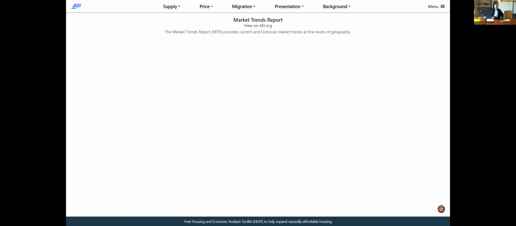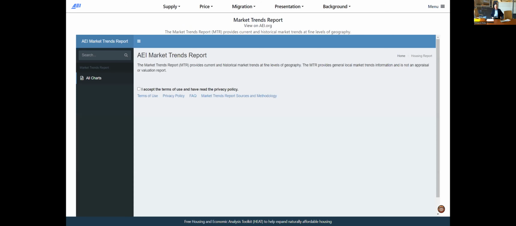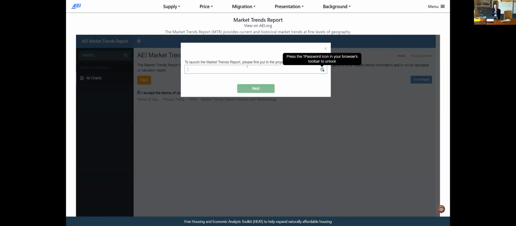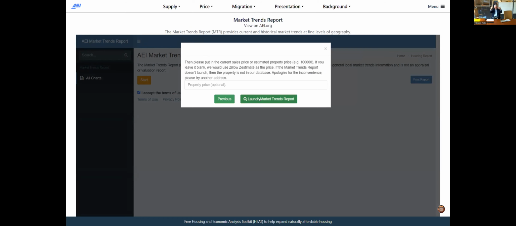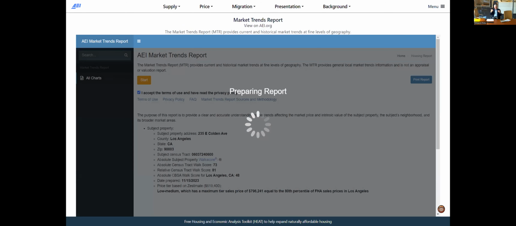And we have a property in LA at 235 East Holden Avenue. You can look up any property in the United States using this tool, and it'll give you a complete report. It takes about 30 seconds for the report to run.